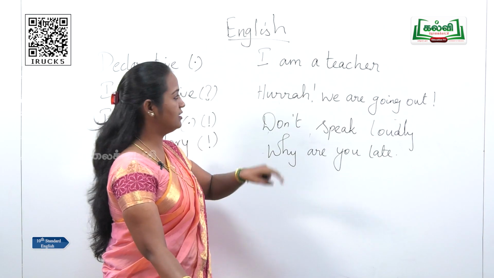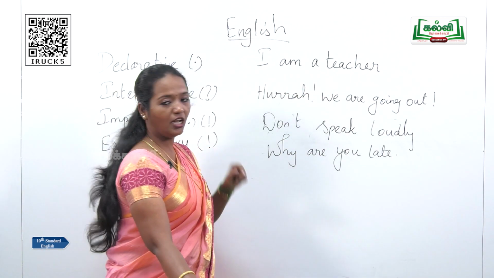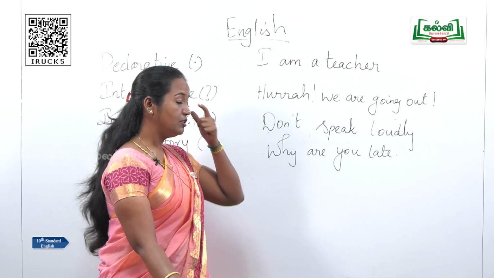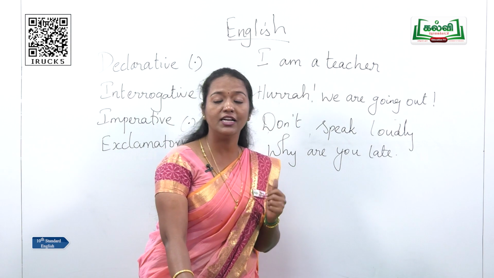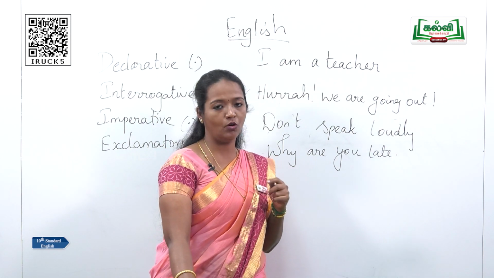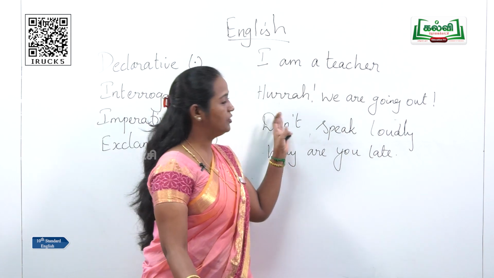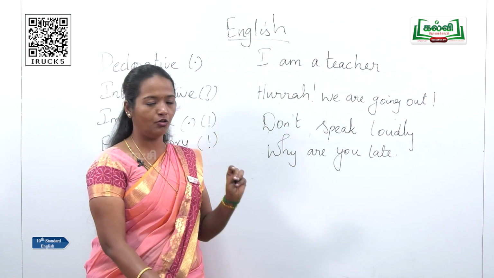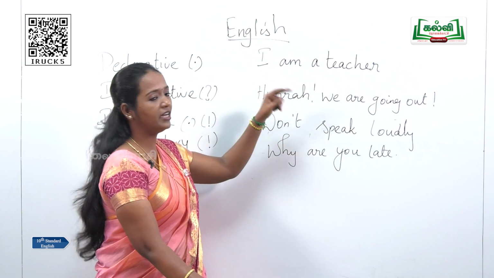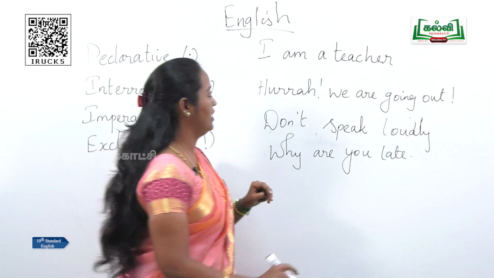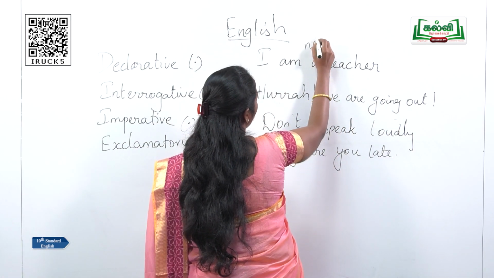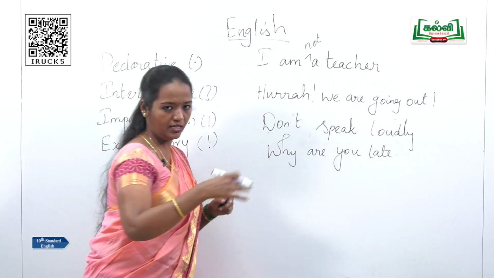Now what is the first sentence? I am a teacher. So what type of sentence is that? Good children. Declarative sentence. One more thing: a declarative sentence can be positive or negative. If it is a positive sentence, it is also called assertive. And if it is a negative sentence, negative sentence. Okay. Now, is it in positive case or in negative case? Yes, I am a teacher is positive. If I have to change it into negative, I am not a teacher. If I add not, that becomes negative.